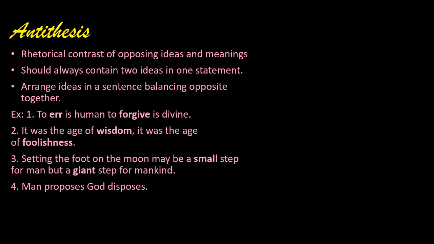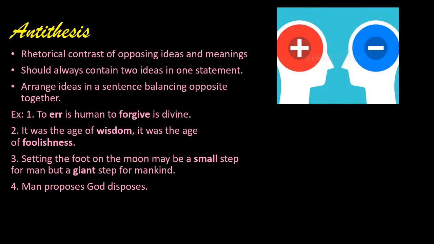Next example, man proposes, God disposes. Again, it is opposite ideas, proposes and disposes, in the same sentence and balanced. So it is antithesis. Now in the figure given, positive and negative, it is a depiction of life. Positive and negative together is our life. So we need to treat the positive things as more important than the negative things, and learn to ignore the negative things. That is what this picture is saying. Again, our life is an example of antithesis. It is balanced.